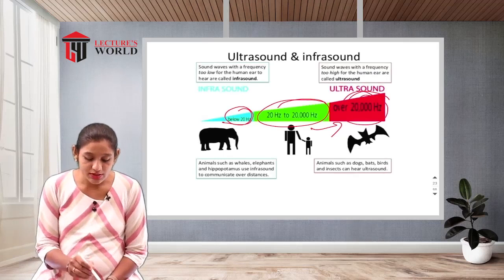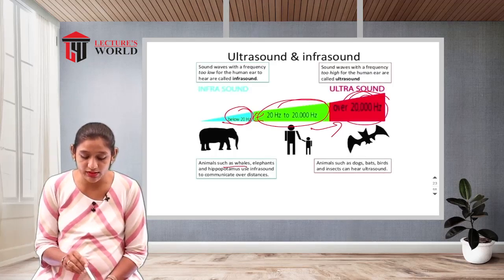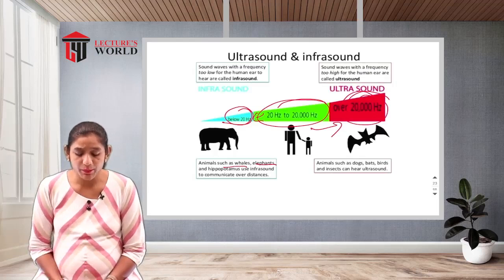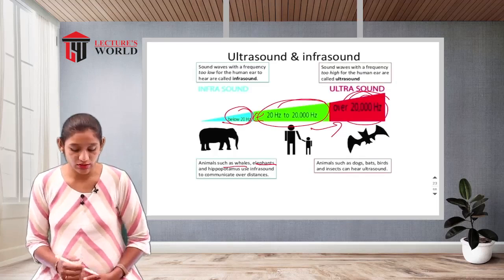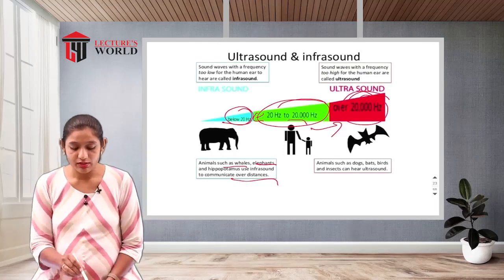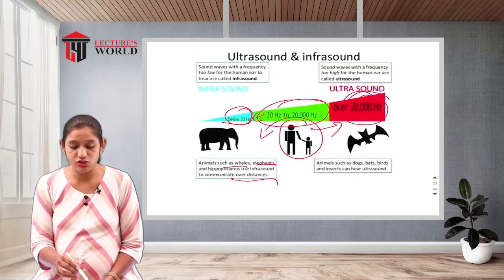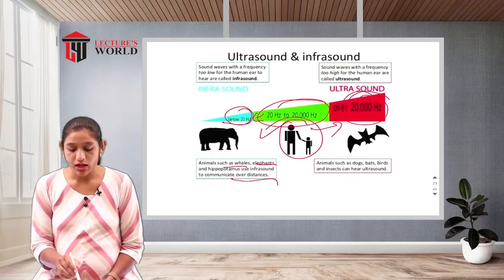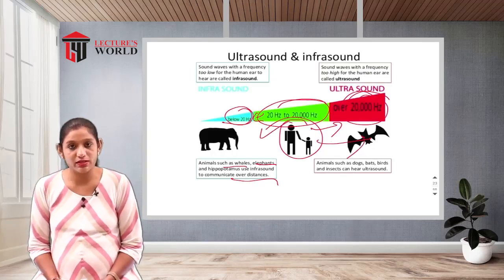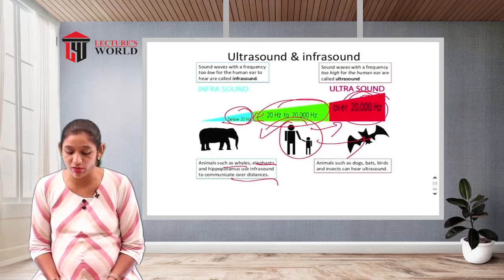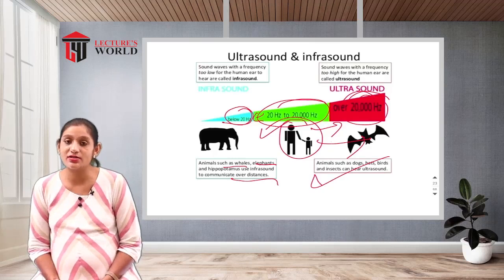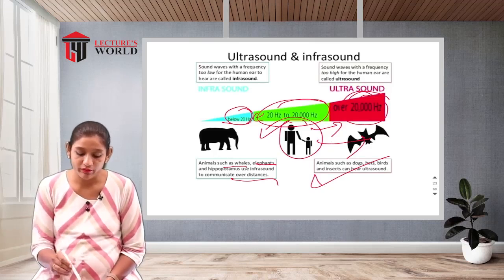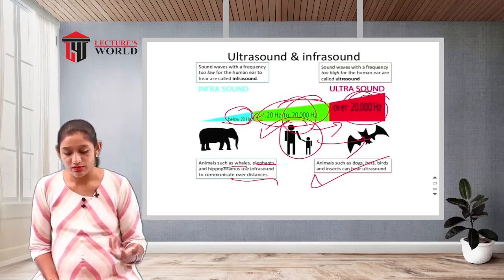Below 20 Hz, many animals such as whales, elephants and hippopotamus use infrasound to communicate over long distances. Here we are human beings. This is the range of the hearing factor. Higher than 20 Hz to 20,000 Hz, animals such as dogs, bats, birds and insects can hear the ultrasound. The ultrasound range is much higher than 20,000 Hz.